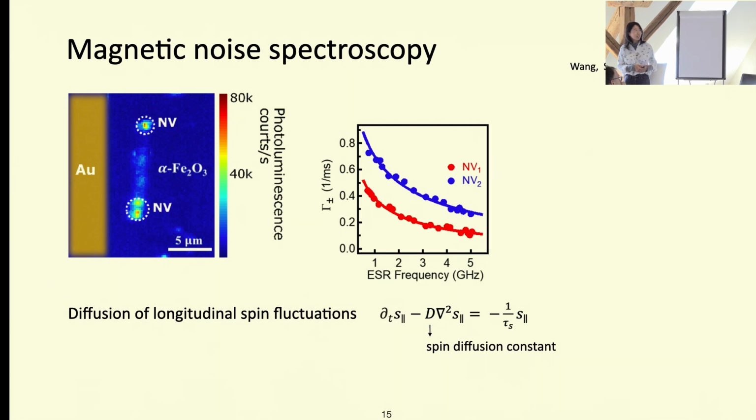I'm showing here an experimental measurement by Chunhui Du's group at UCSD on an antiferromagnetic insulator, hematite. And by fitting the relationship between relaxation rate and the frequency of NV with this diffusion model, we can actually get the intrinsic spin diffusion constant and spin conductivity, etc. And it's consistent with previous measurements and with this non-local geometry.